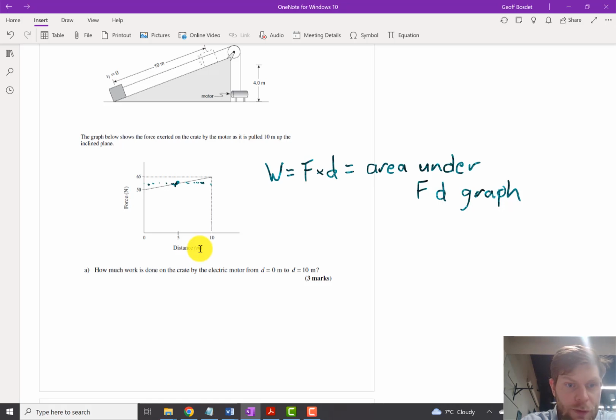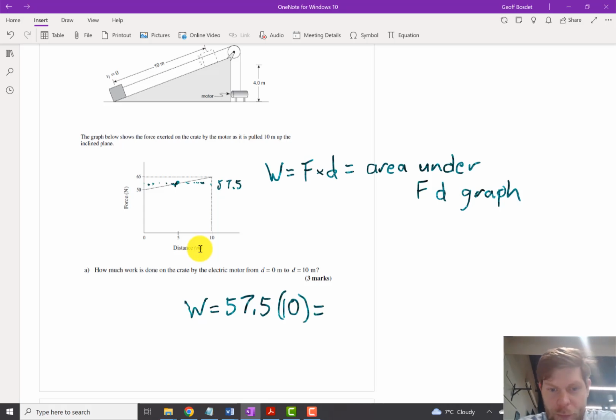Number midway between 50 and 65 is 57.5. If I want to find the average of any two numbers, I can add them up and divide by 2. In this case, I can just figure it out. And so in area of the rectangle, if I take this little section here and put it there, it is just 57.5 times 10. So work is 57.5 times 10, force times distance, to get the area under the graph here. And that is 575 joules.